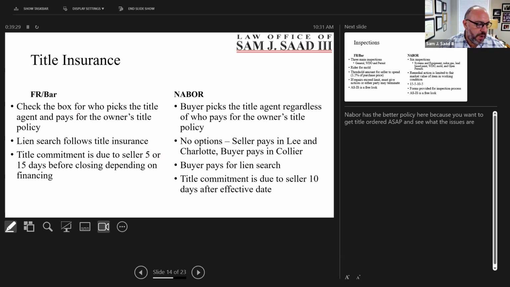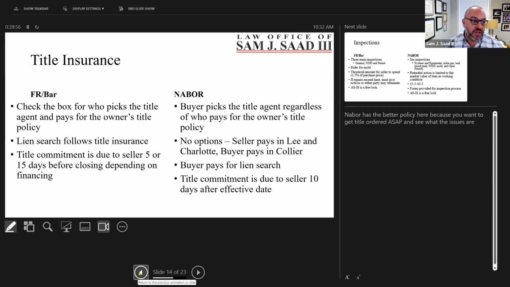Maria is asking about whether the buyer is required to find out about assessments if they come up during the time of the listing and the listing agent doesn't update the listing. Under the FRBAR contract, I would say that that's an open question, Maria, but under the NABOR contract, it's pretty clear that the buyer has the duty to investigate the association. The buyer has the duty. So you've got to get that done before you go to contract.